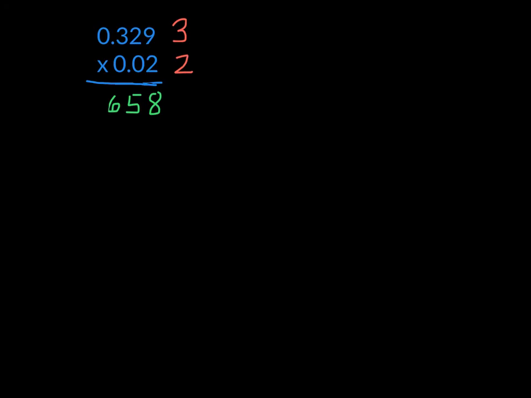I only have 658, so I need to add zeros onto the beginning of this as placeholders. I'm going to put about 3 out there. Now, as I count over, 1, 2, 3, 4, 5, my decimal point should go right there. So that's what the answer would look like.